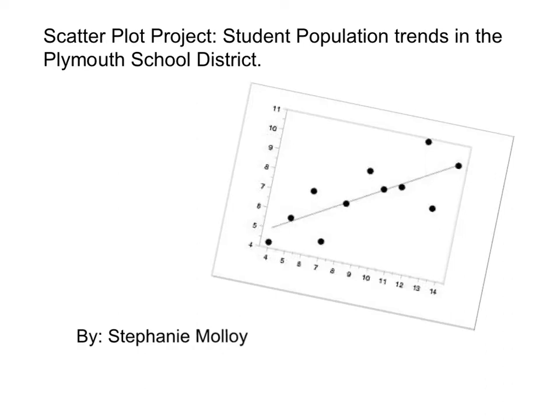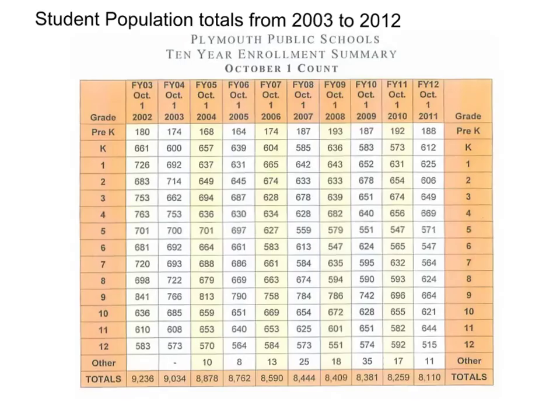Maybe a decrease in student population might also mean a decrease in funding, or an increase in student population may mean an increase in funding, and maybe a young family that's just starting out might be interested in what the trends are in the area for the district and what 10, 20 years down the road might look like based on those current trends. I got my data off of the school committee website from the town of Plymouth.